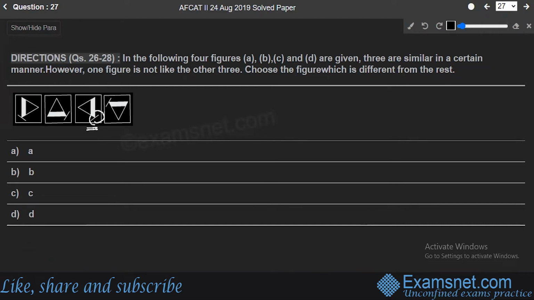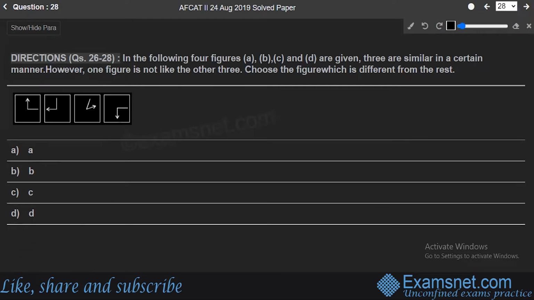Why? Because the triangles have moved in all the four directions, and also the slanting line has moved in all the three. Only in the third, in C, this line has not moved. So the odd one out over here is option C, because all other options can be obtained by rotating each other. Only there is an exception with option C. Let's move to the next question, 28.